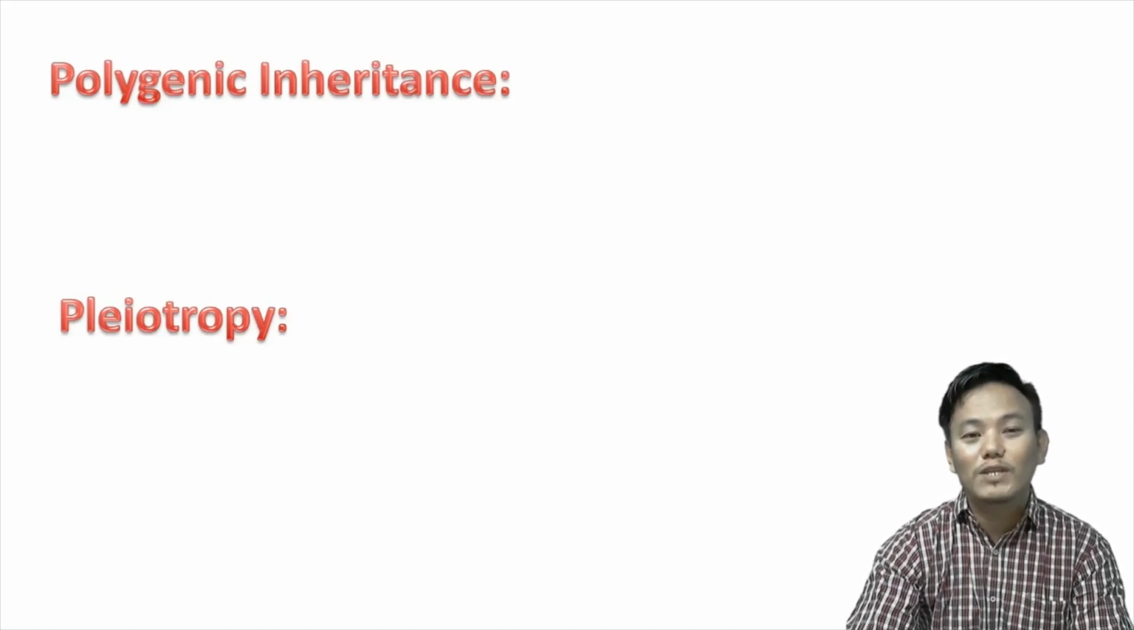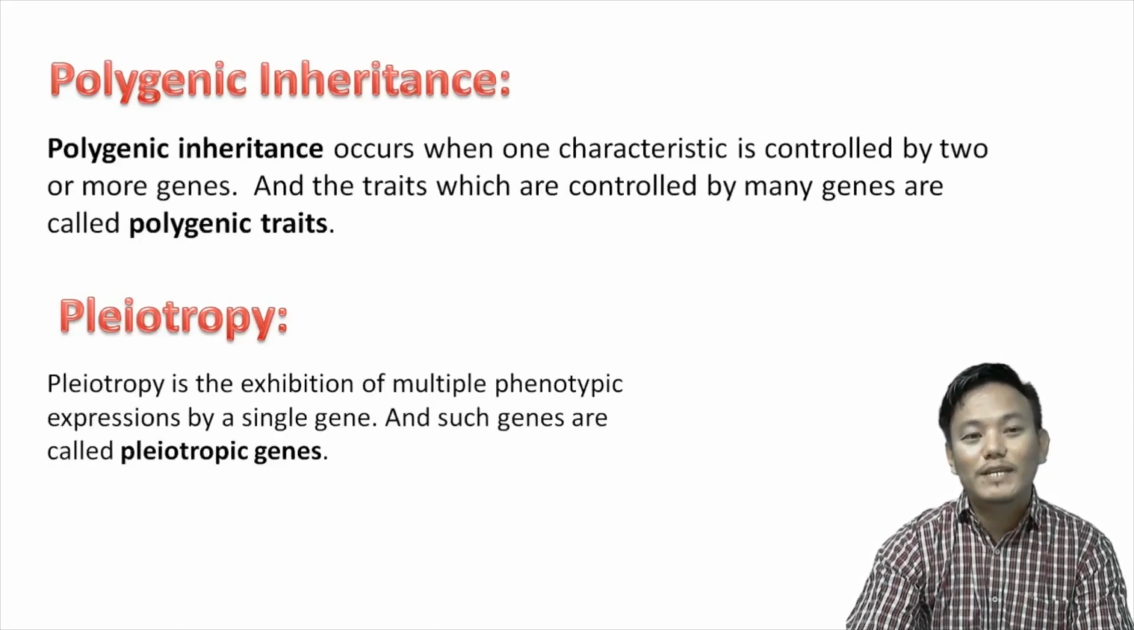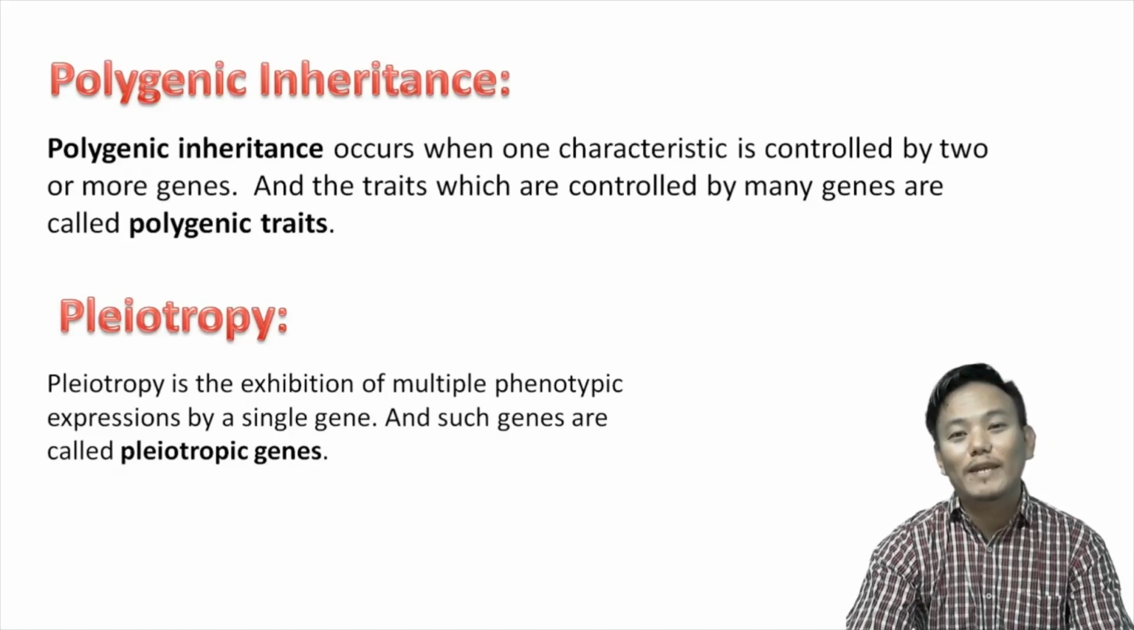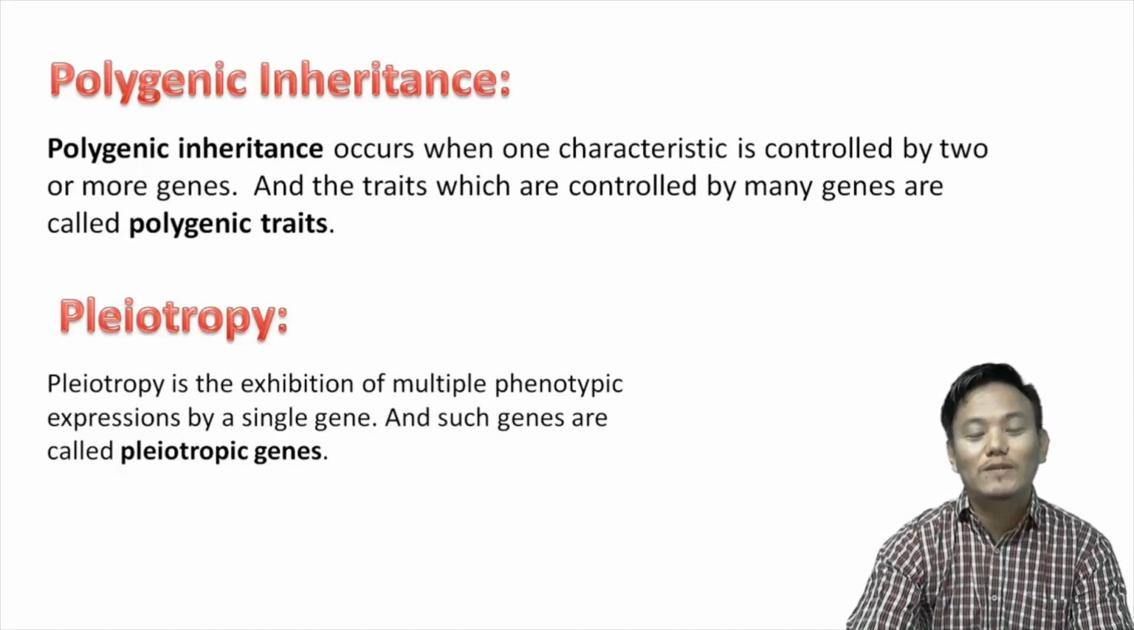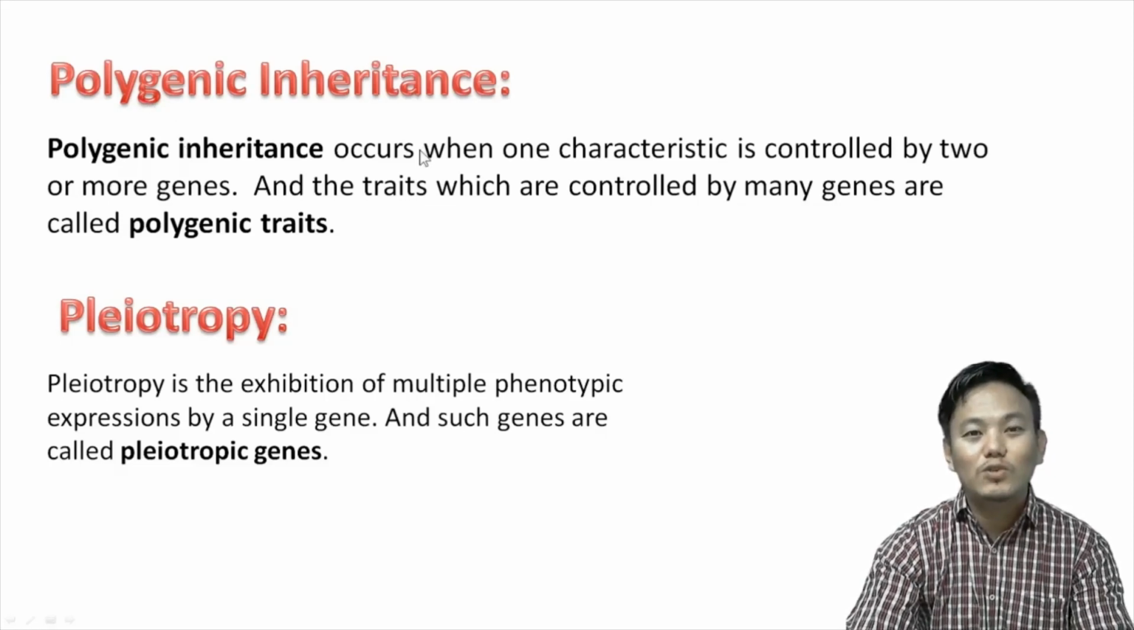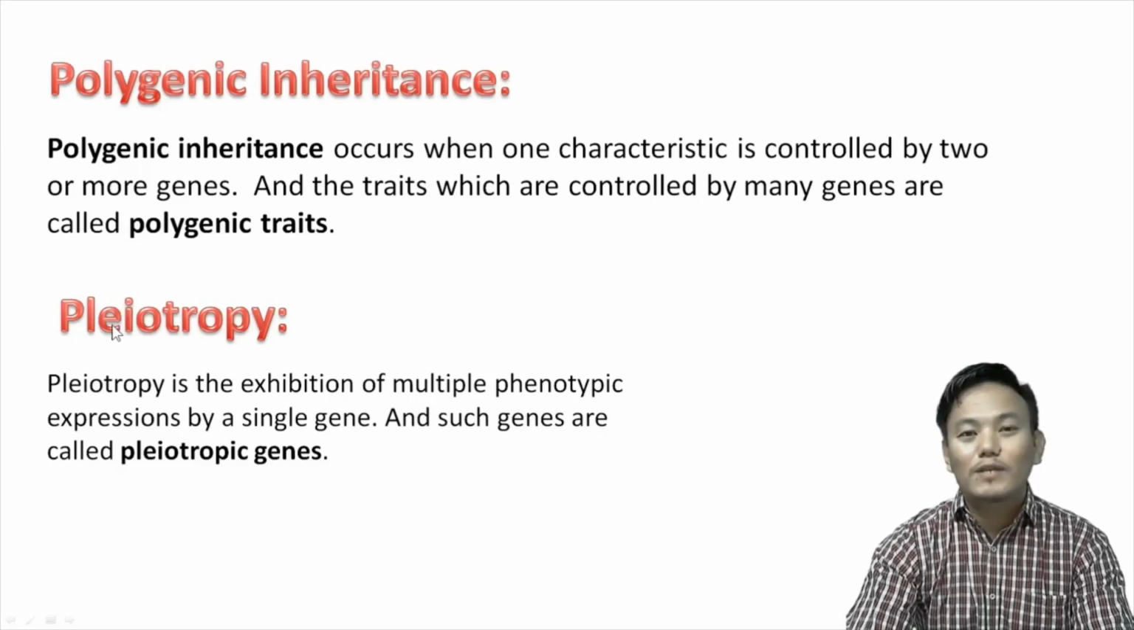So what is polygenic inheritance? Polygenic inheritance occurs when one characteristic is controlled by two or more genes. And the traits which are controlled by many genes are called polygenic traits. The word itself is self-explanatory. Poly means many, genic means genes. So a character which is controlled by many genes is called polygenic inheritance, and the trait itself is called polygenic traits.